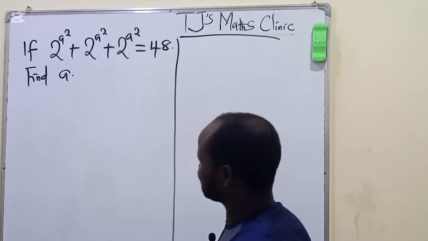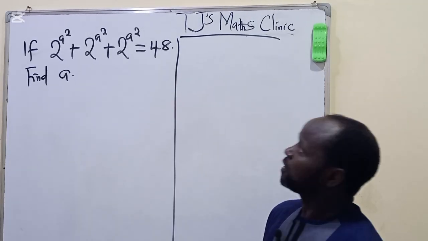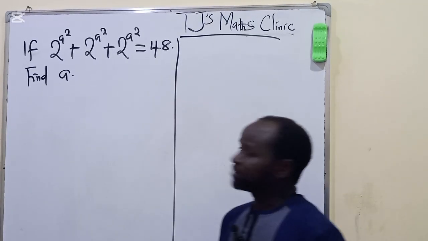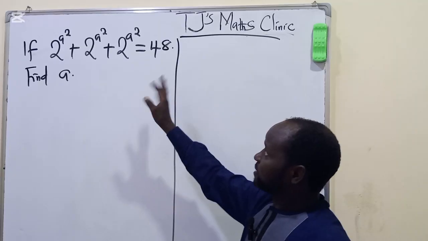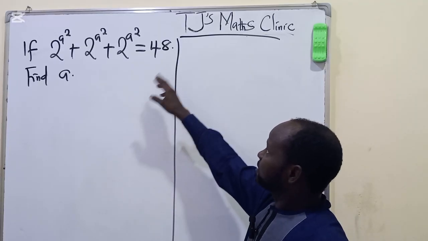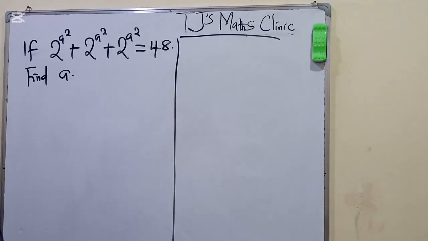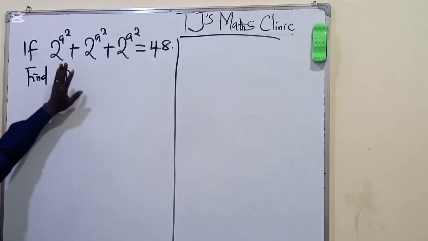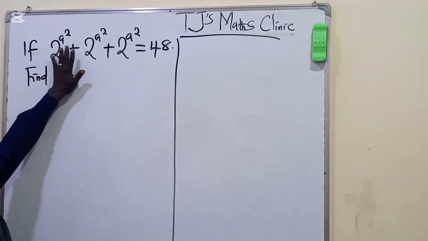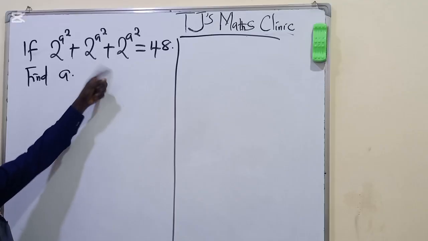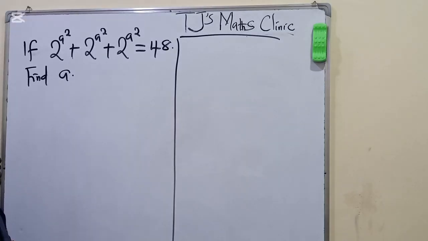Let's consider this question. If 2 power a square plus 2 power a square plus 2 power a square is equals to 48, what will be the value of a? Very important. Let's look at the question critically. We have 2 power a square plus 2 power a square plus 2 power a square.